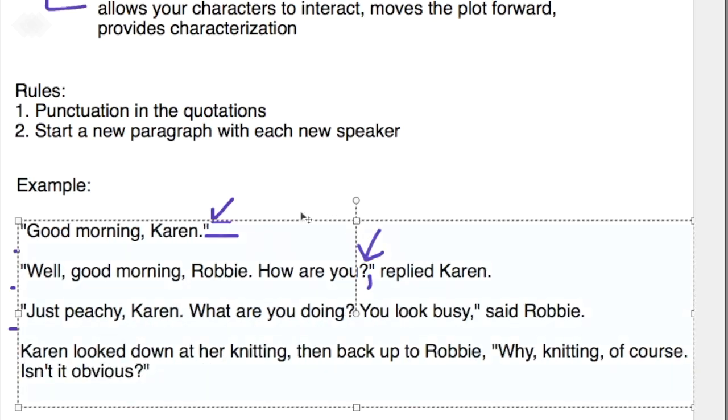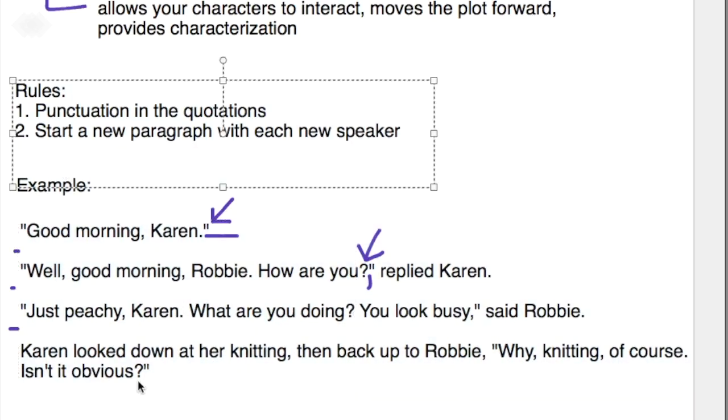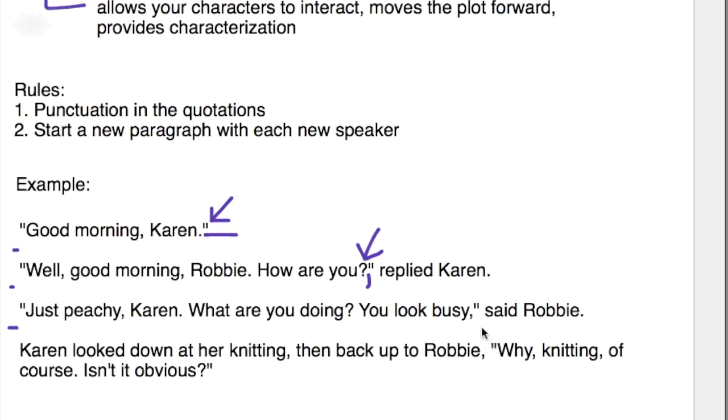Okay, so I added a little bit so I can show you that example. In the second sentence here, that Robbie says, "Just peachy, Karen. What are you doing? You look busy." So this is an end of Robbie's sentence of what he's saying to Karen, but instead of putting a period there, because I still have this in my sentence, I put a comma. So the only time you won't put a comma when you still have the end of the sentence here is when it's an exclamation or a question.